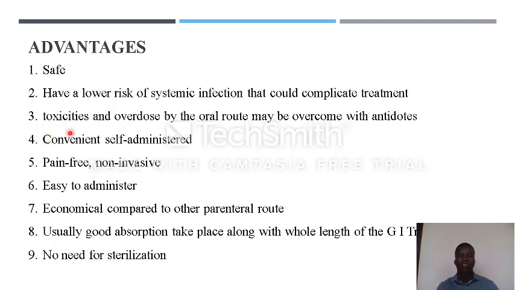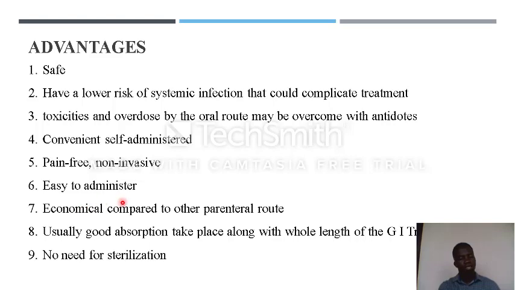Toxicities and overload by oral routes may be overcome with antidotes. Yes, so in case there was an overdose or toxicity as a result of a drug taken orally, you can easily overcome it by serving an antidote. Then, it is convenient and self-administered. It's very convenient, pain-free, and non-invasive. It's not like the parenteral route, whereby you give it using injection here and there.